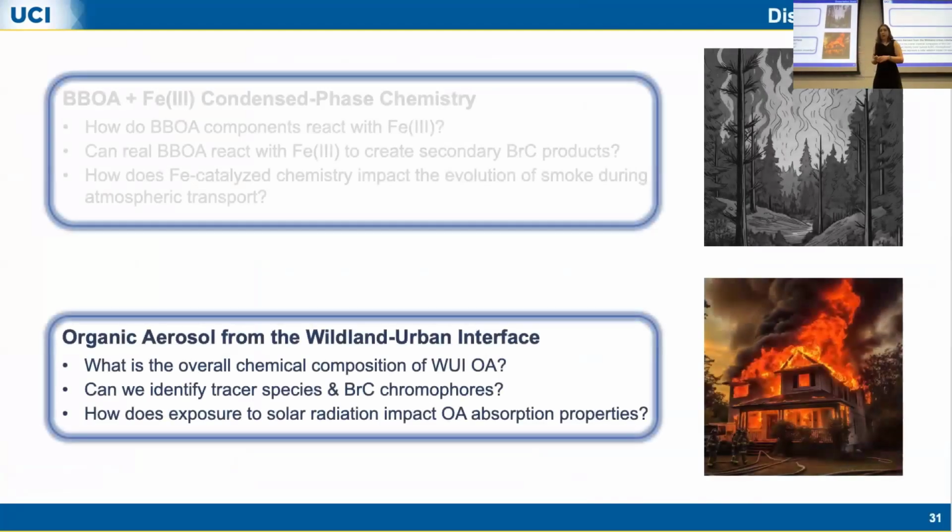All right, and so now I'm going to shift gears and talk about the second part of my talk, which is on organic aerosol from the wildland-urban interface. So this is like a house fire regime, if you will. So we wanted to know what is the overall chemical composition of smoke particles that are produced during urban fires. We wanted to know if we could identify any tracer species or ground carbon chromophores in this system, and how does exposure to UV or solar radiation in the atmosphere potentially impact the smoke absorption properties.